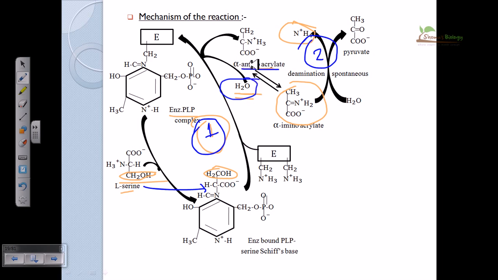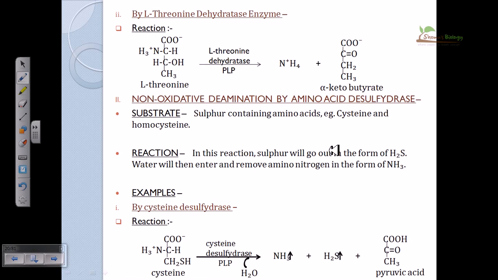And in the second step, this alpha aminoacrylate will be converted to iminoacrylate, and the imino group will be converted into the normal acid, which is pyruvate. It will generate the ammonia. Here is the ammonium ion. Okay. So these are the complex reaction steps. These are examples via different dehydratase enzymes, like threonine dehydratase, which will produce alpha ketobutyrate, and all these reactions like that.